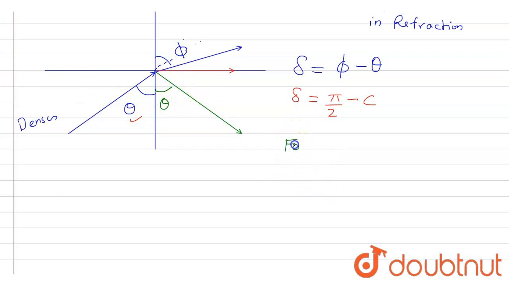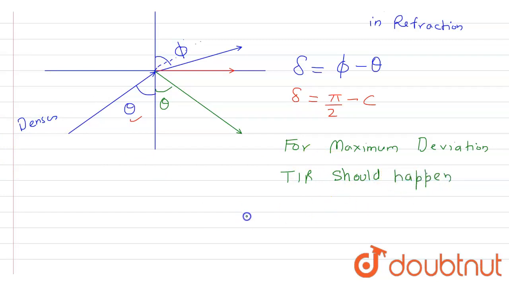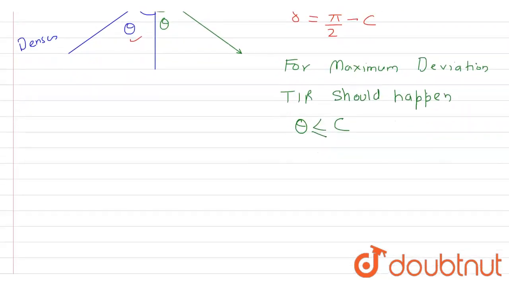So that means for maximum deviation, TIR should happen, and for TIR to happen the condition is that the angle theta will be equal to or greater than the critical angle. So the maximum deviation will be here.